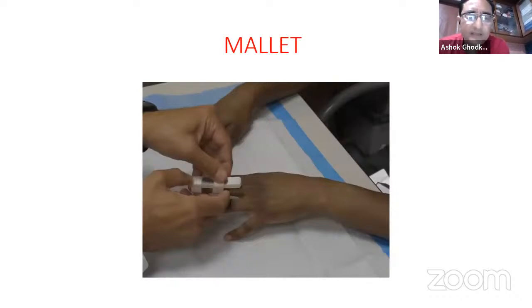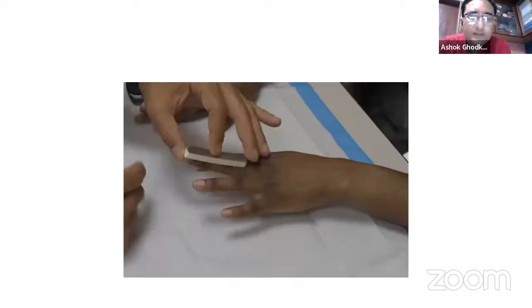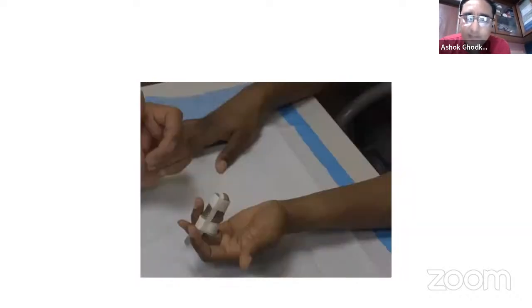So in this mallet splint, what we want is a hyperextension at the DIP joint, and the patient should be able to flex it. So this is the way we apply it. Instead of using those cot splints and the splints which I showed earlier, this is the best way to immobilize a mallet finger. We do some hyperextension at the DIP joint, and then we use two straps so that the patient can do DIP joint flexion.